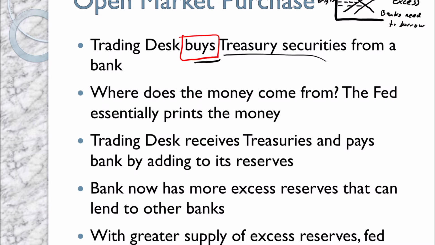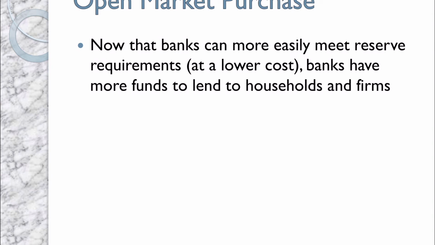And you can notice this in our new intersection between the supply curve of the banks with the excess reserves and the demand curve of the banks that need to borrow. So how does this actually impact the economy? Well, now the banks can more easily meet the reserve requirements at a lower cost, at that lower federal funds rate, because the federal funds rate has dropped.